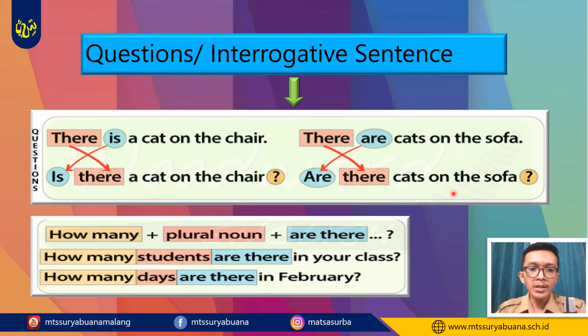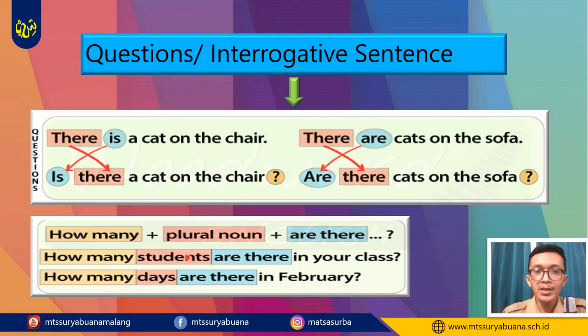Alright, here is another form of interrogative sentence. You can use how many. How many followed by a plural noun plus are there. The examples are, how many students are there in your class? And then how many days are there in February? So the plural nouns here are students and days.